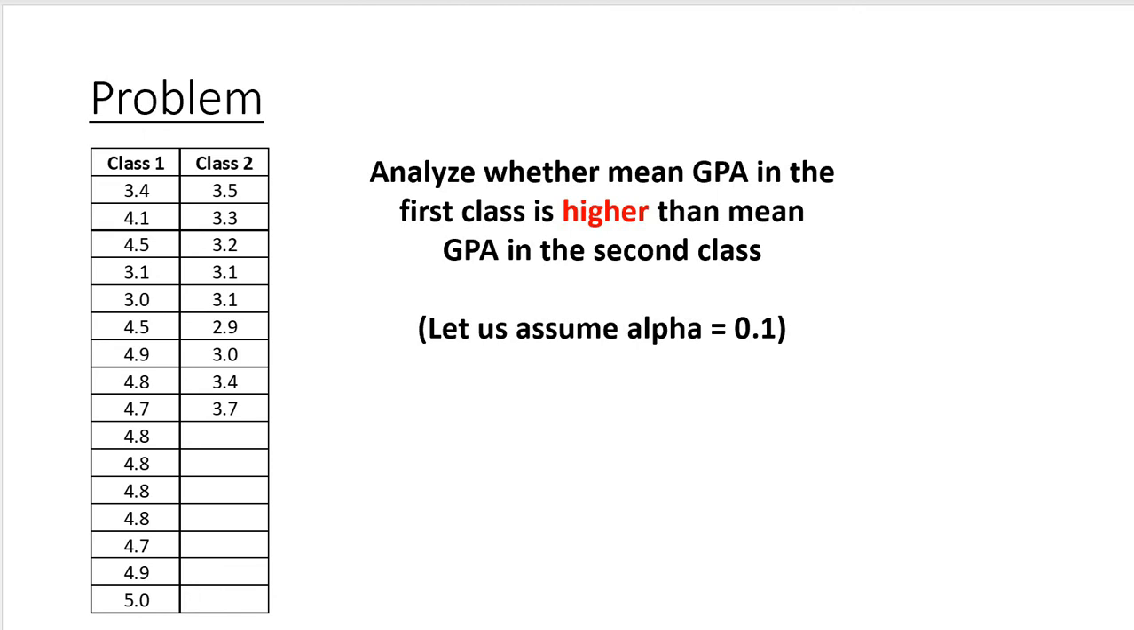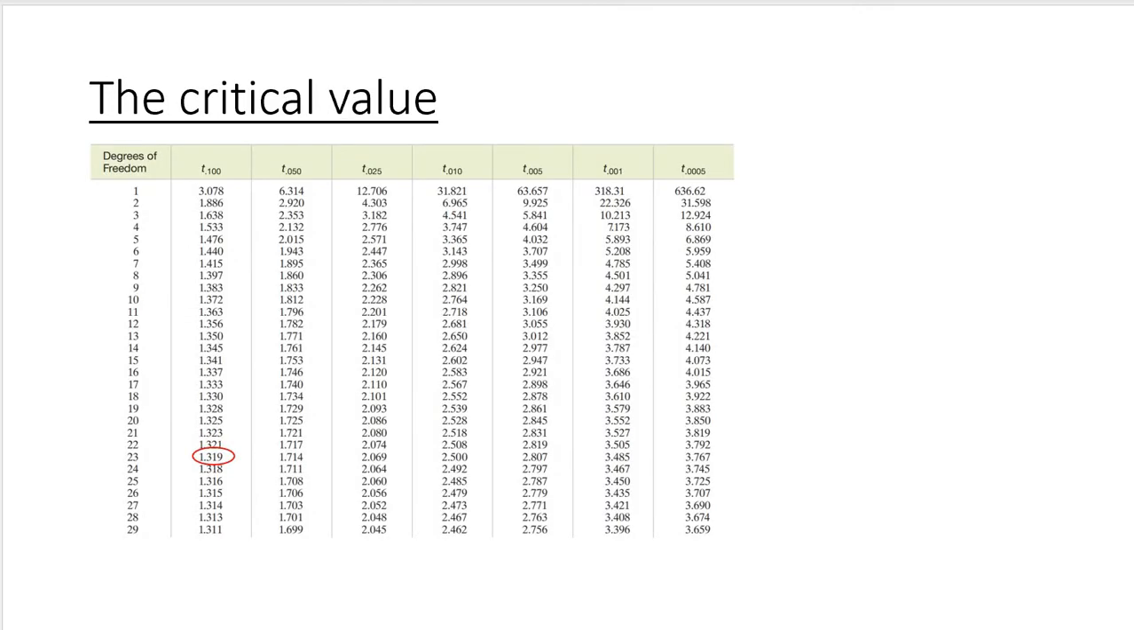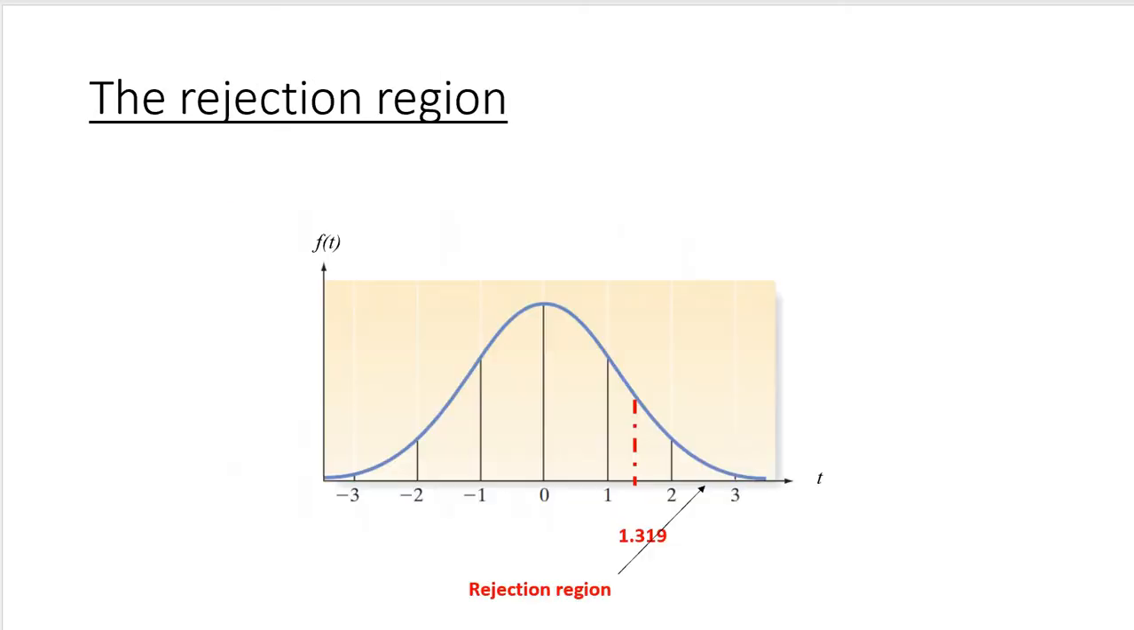So let us try to figure out the critical value. We have 25 observations in two samples in total. So the corresponding number of degrees of freedom is 23. And for alpha equal to 0.1, the critical value is 1.319. So because we perform right-tailed test, we are only interested in the right-hand side of the distribution. So when it comes to the rejection region, it's located to the right from our critical value.